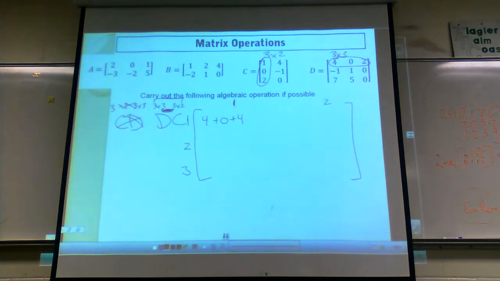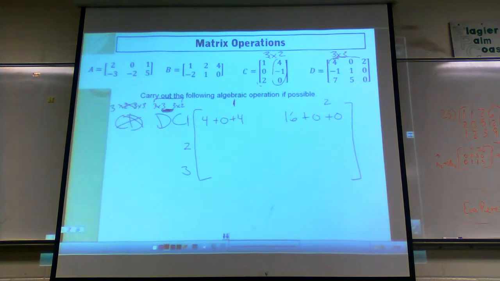Then since I've already got the first row circled, we'll move over to the second column. First row times the second column gives me this cell right here, the first row, second column. So 4 times 4 is 16. Negative 1 times 0 is 0. 2 times 0 is 0. Then move on to the next one.